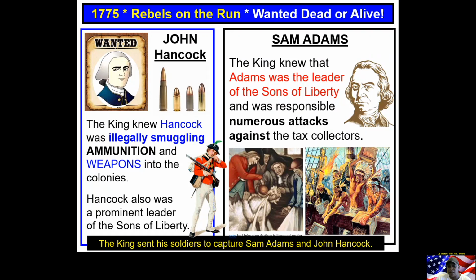And the king also wants Sam Adams. Now, Sam Adams was also a leader of the Sons of Liberty. And he was responsible for a lot of the attacks that were made on the tax collectors. So the king wants these two men. He's sending soldiers over to an area near Lexington, and he wants these two men captured, Sam Adams and John Hancock. They are on the run.